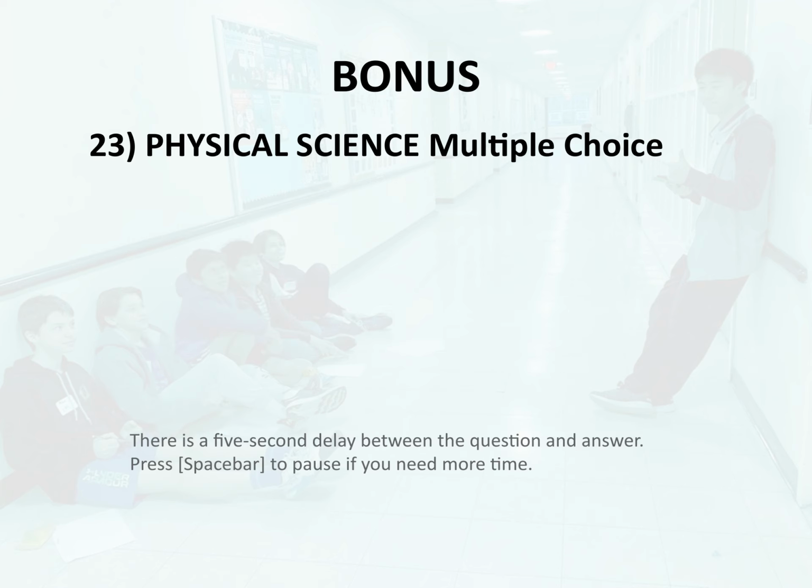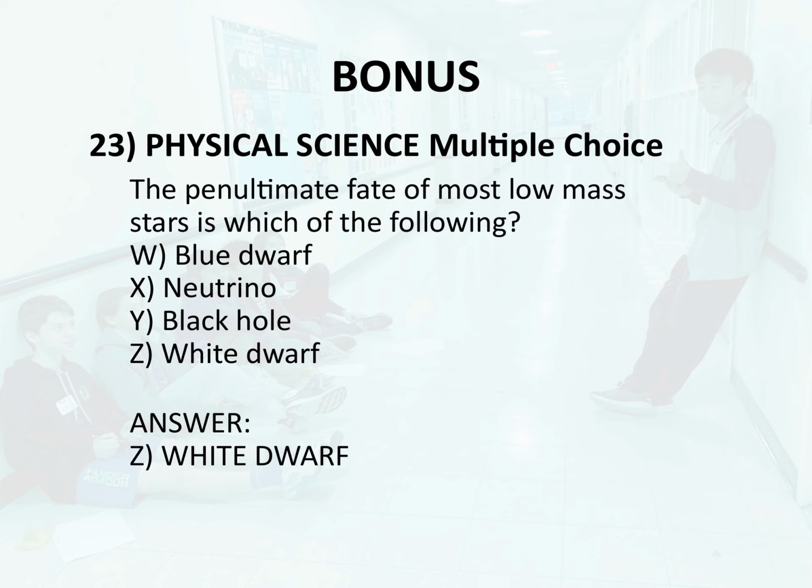Bonus 23. Physical science. Multiple choice. The penultimate fate of most low-mass stars is which of the following? W: Blue dwarf. X: Neutrino. Y: Black hole. Z: White dwarf. Answer: Z. White dwarf.